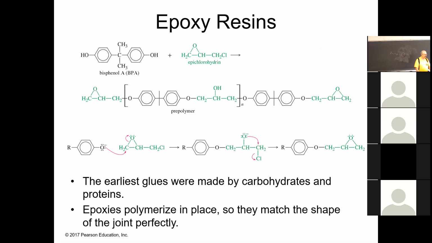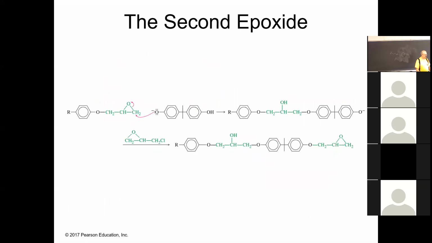And then finally, epoxy compounds are important in the formation of epoxy resins and epoxy glues. These polymerize in place, so they match the shape of the joint perfectly. This is a polymer formation.